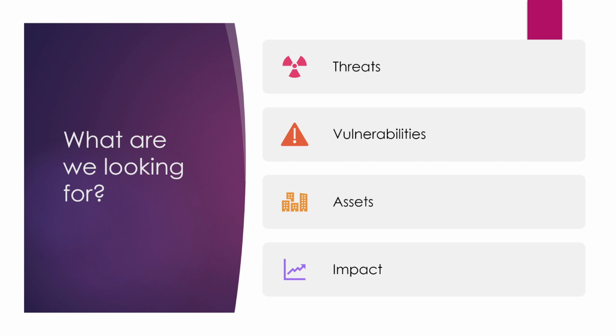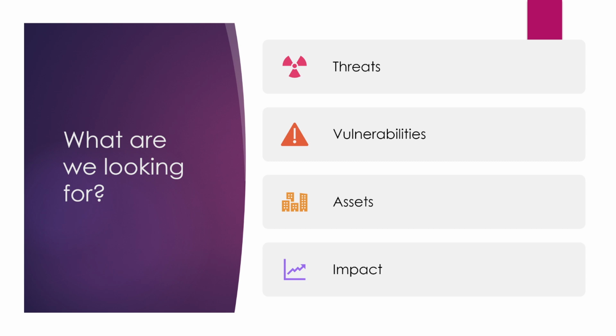We need to identify our assets. Our assets are valuable to us, and they need to be protected. They could be hardware, software, intellectual property, personnel, or even data. We also need to identify the potential impact, otherwise known as the consequences, of damage to our organization. So if a threat successfully exploits a vulnerability, how much damage could that cause the organization?